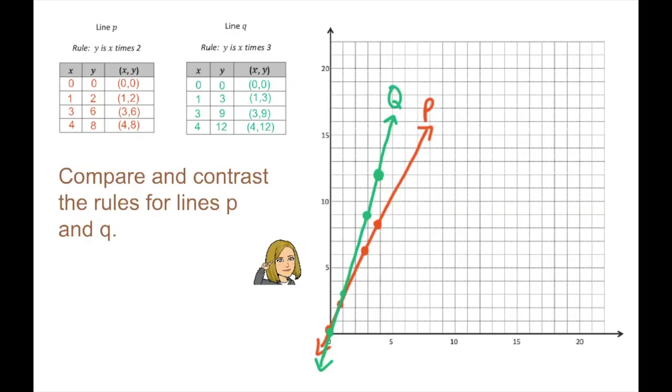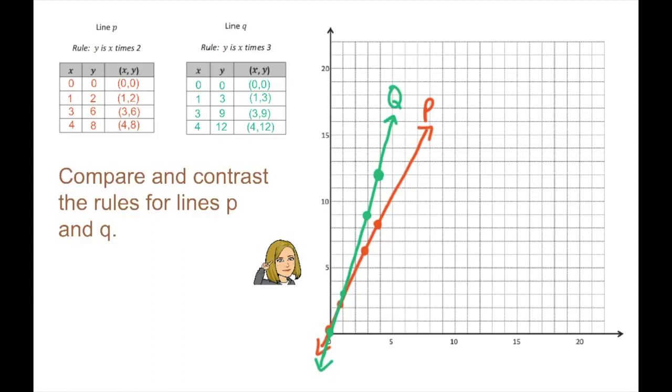Fabulous thinking. So a common similarity that I heard was that both lines P and Q start at the origin. But a major difference that I heard was that line Q was steeper than line P. I want you to pause and think, why is line Q steeper than line P? Once you have an idea, press play and come back.